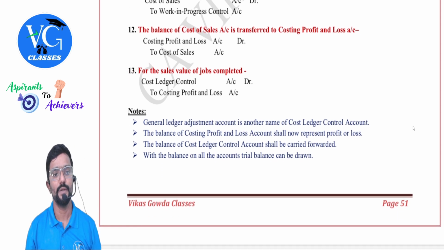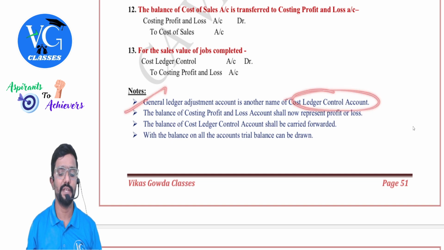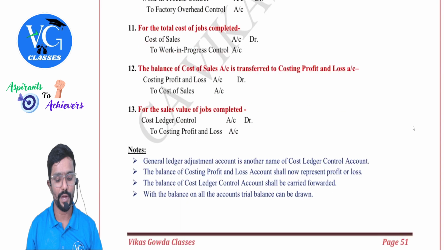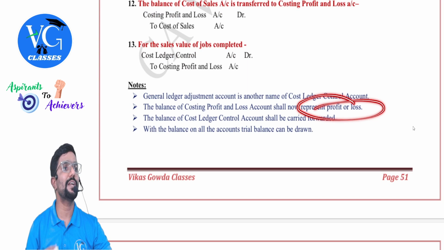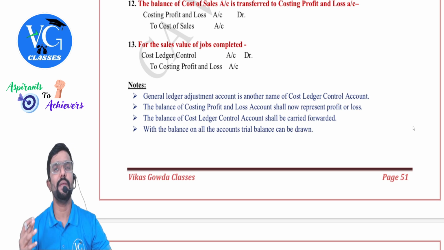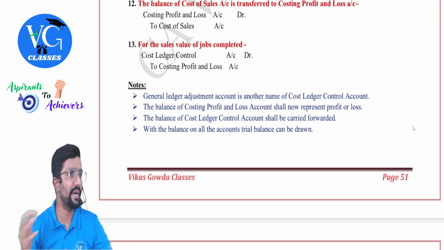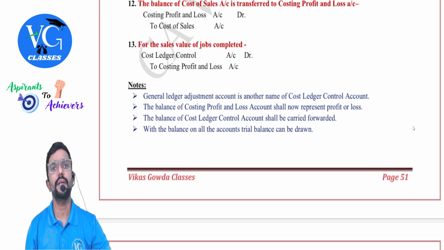Clear? Yes. Notes you can see. General ledger adjustment account is another name for cost ledger. Here everywhere I have used cost ledger control account, which is nothing but general ledger, guys. Okay, sir. Then the balance of costing profit and loss account will show what profit or loss was made on that particular job. Then the balance of cost ledger control account shall be carried forward. Means it is like the incomplete work, or we will carry it to the next year or next period. Last one. With the balances of all the accounts, a trial balance can be drawn.